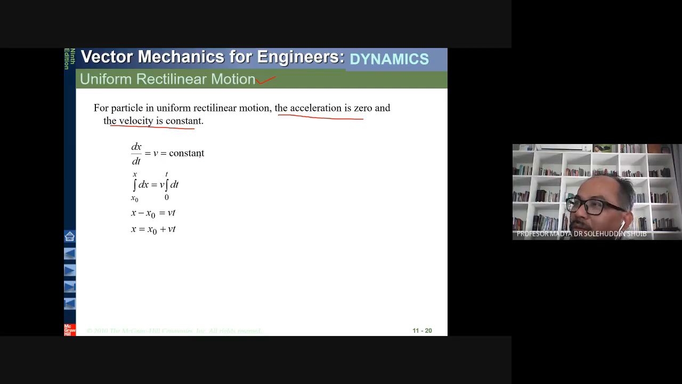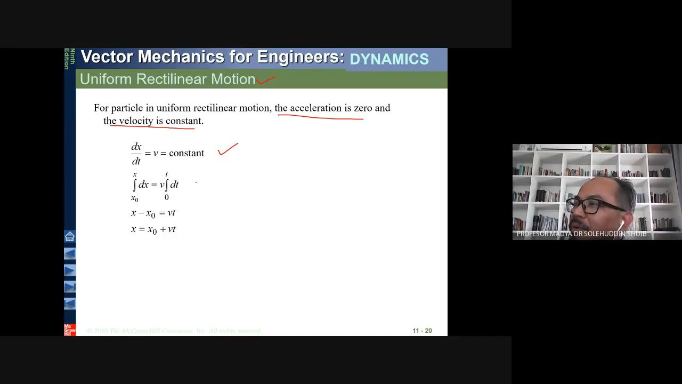When the velocity is constant, when you differentiate the constant, say 5, 8, or 10, it will become 0, right? So we have here, starting from dx/dt equal to v equal to constant. So we do the integration here.